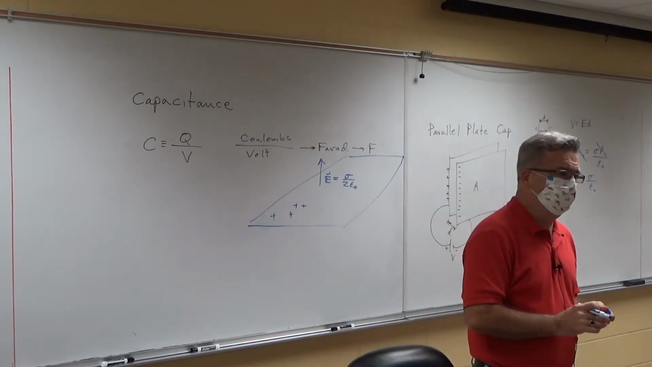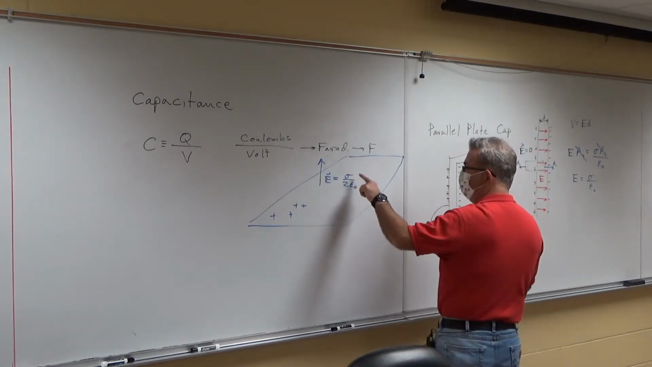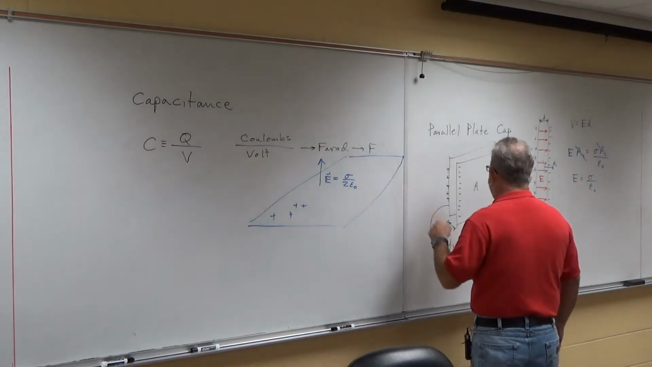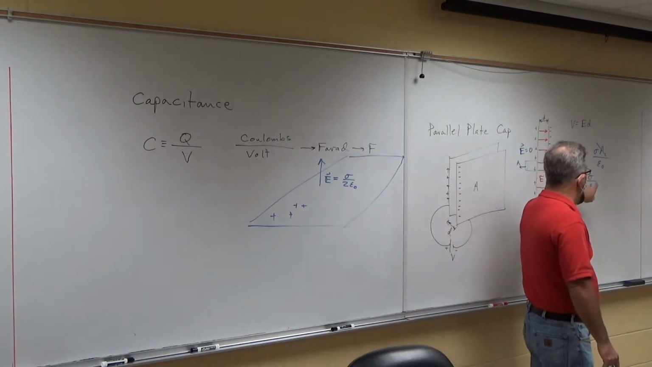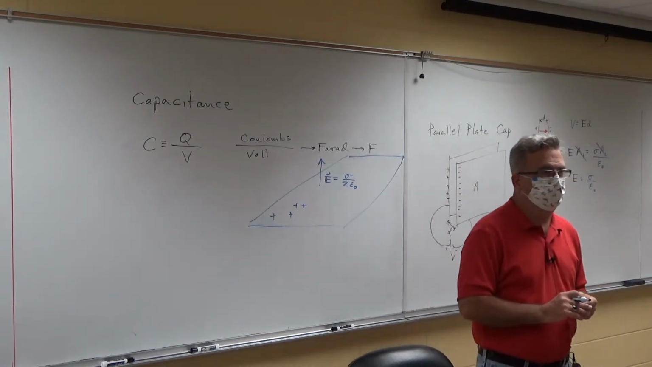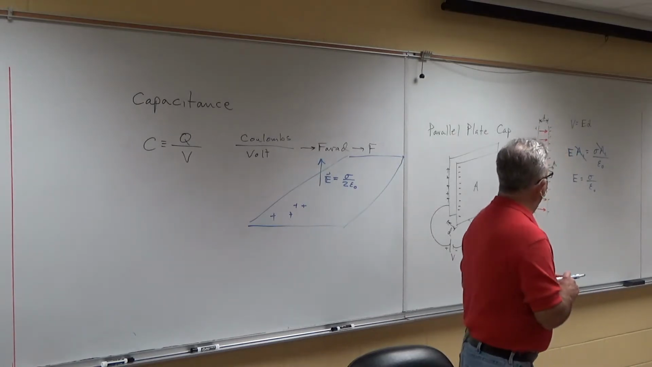Makes perfect sense. The field from the positive plate is sigma over 2 epsilon naught. The field from the negative plate is sigma over 2 epsilon naught in the same direction. The total field is sigma over epsilon naught between the plates. Okay?